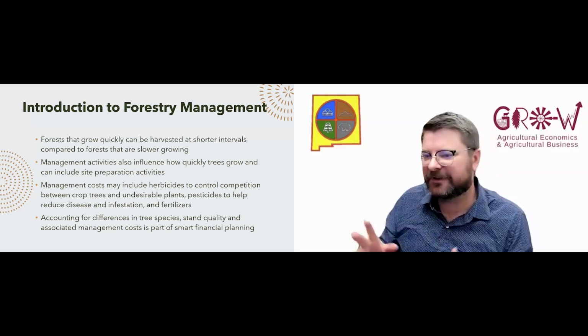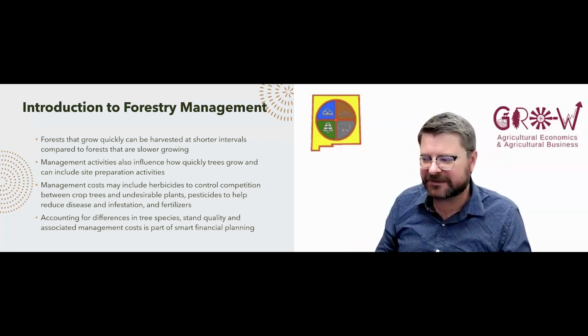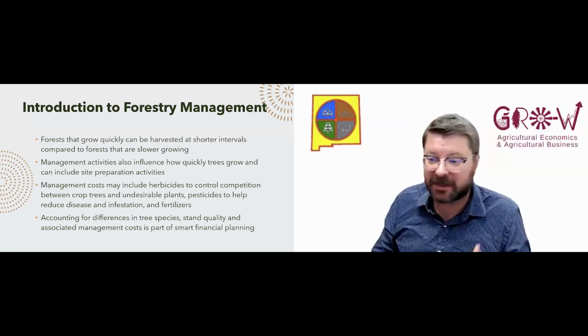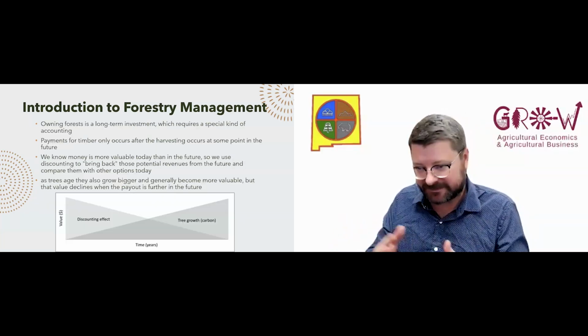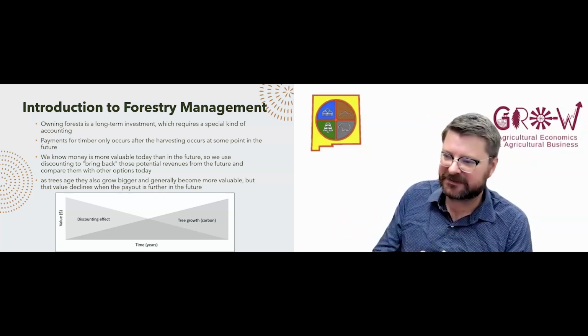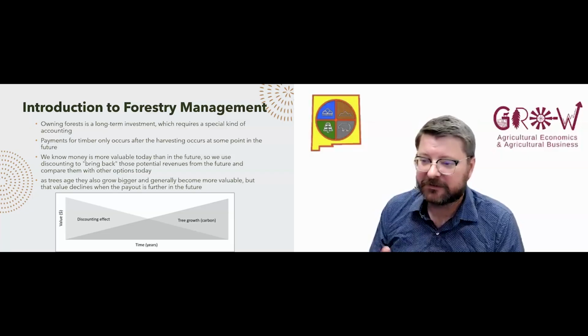And so when you're thinking about a management plan, you need to account for the differences in tree species, stand quality, and management costs. And what is kind of obvious is that owning a forest is a long-term investment. So we need to do this special kind of accounting that we've been talking about, thinking about this over time, because obviously payments for timber only occur after harvesting occurs at some point in the future.